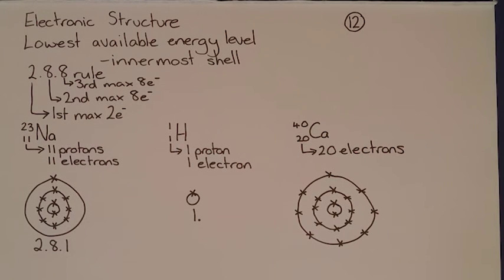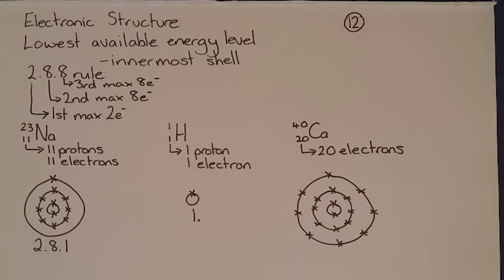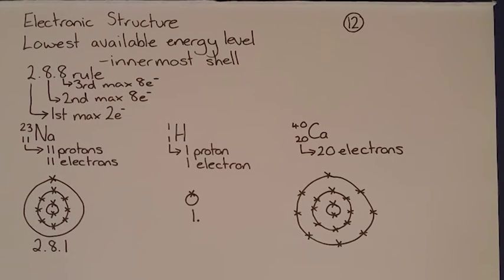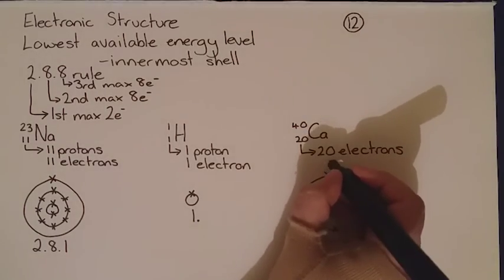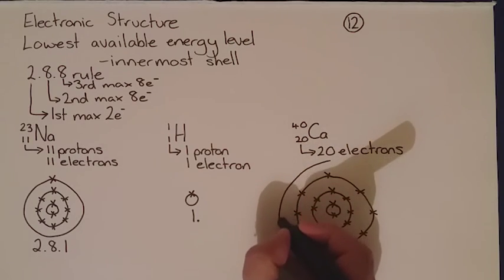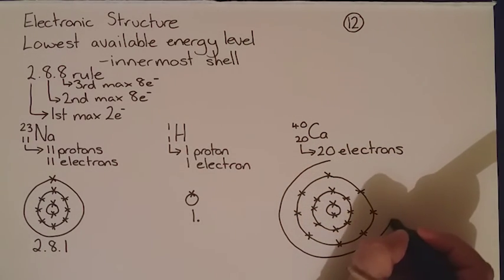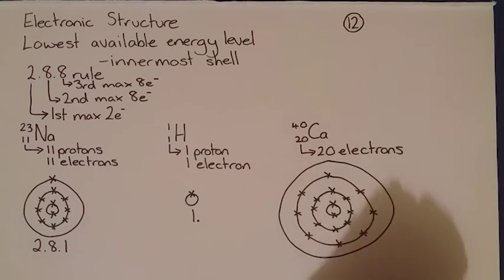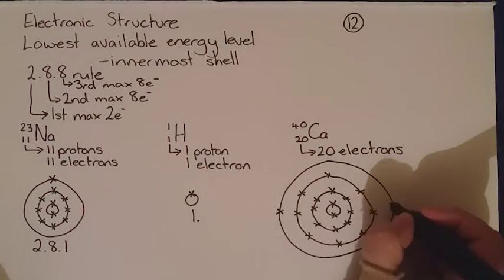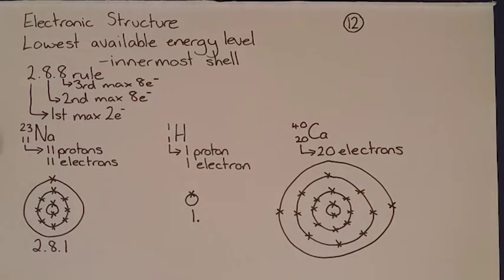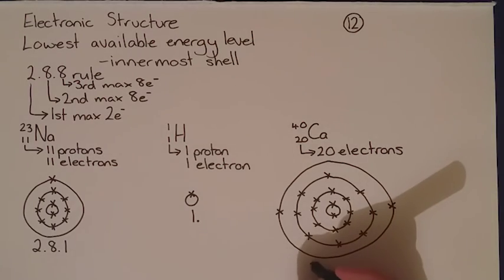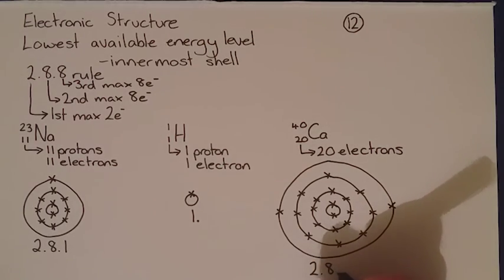The reason students get confused is because they've learnt the fact that it is the 2, 8, 8 rule. They forget that what that means is that the first shell, the second shell, and the third shell have got limits. What it doesn't mean is that you can't have a fourth shell. And in order to give calcium 20 electrons, that's what you have to do. You give it a fourth shell with 2. That means that the numerical structure for calcium is 2, 8, 8, 2.